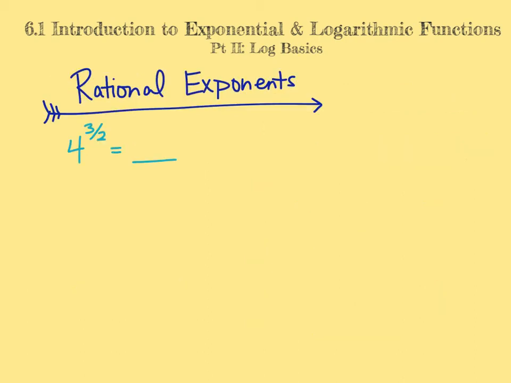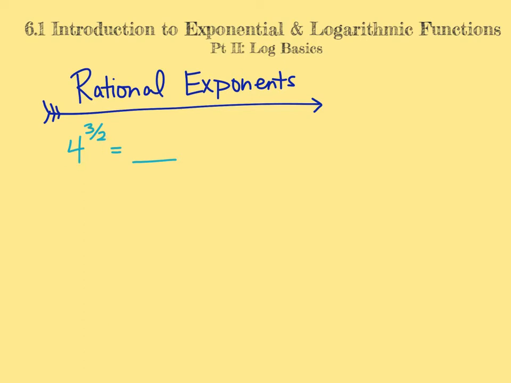Since logarithms are exponents, we need to delve into all the different types of exponents we may see. We've already talked about negative exponents, but we have not yet discussed rational or fractional exponents. Let's take a look at an example, and then we'll generalize how to raise a number to a fraction. 4 to the 3 over 2.